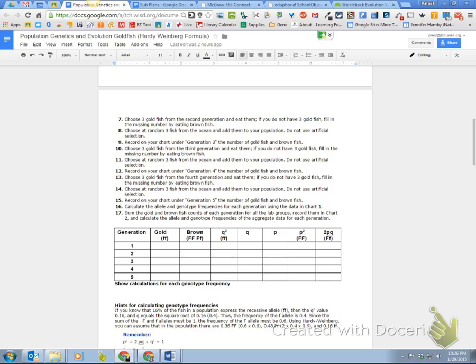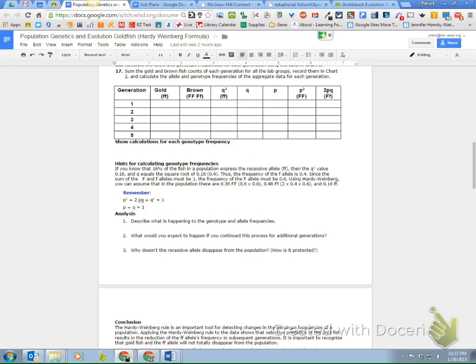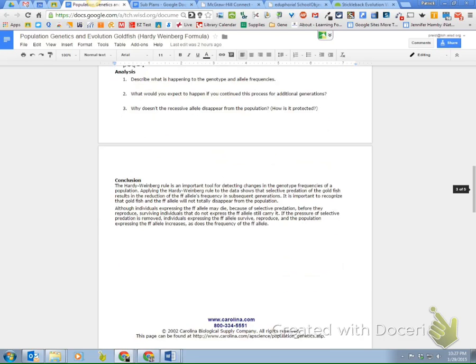So you should have a data table completed here, showing the calculations for the genotype frequency. Right. So the frequency of p's, the frequency of homozygous dominant, homozygous recessive, and heterozygous. You've answered these analysis questions, you read this conclusion. You should have done that all in class.